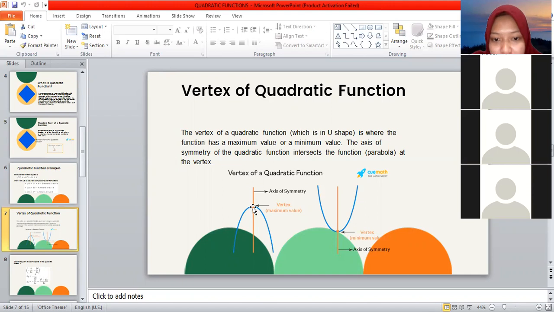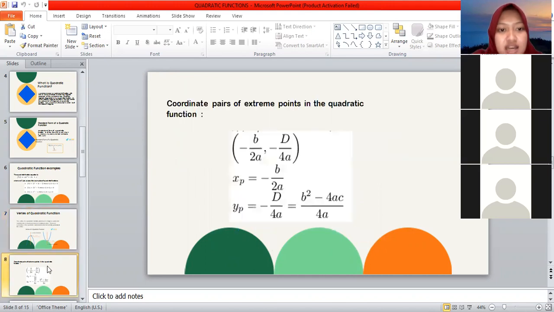The vertex of maximum value and the vertex of minimum value. Okay, next. Coordinate pairs of extreme points in a quadratic function.